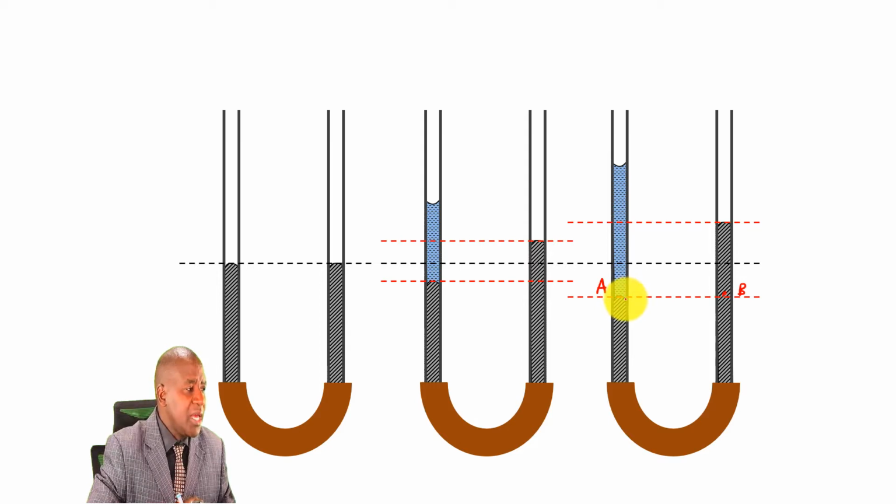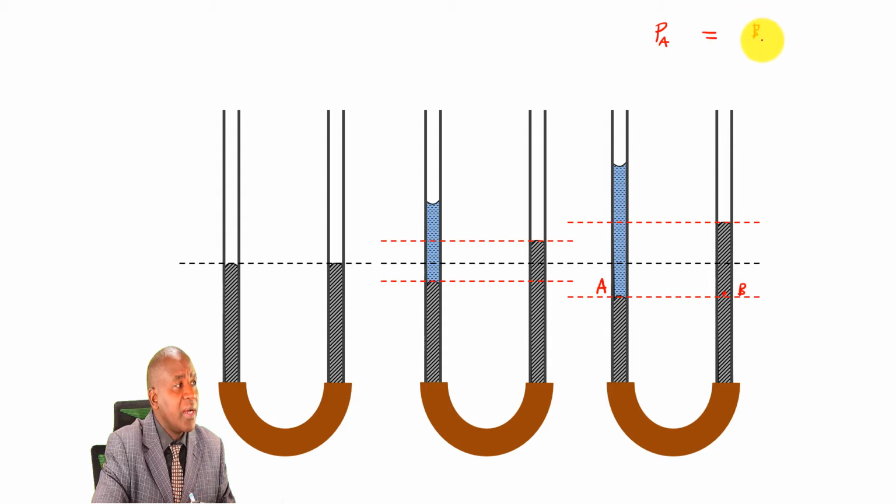Since point A and point B are on the same horizontal level, it implies that pressure at point A is equal to pressure at point B. And that is what I quickly write here. Pressure at point A is equal to pressure at point B, like that.